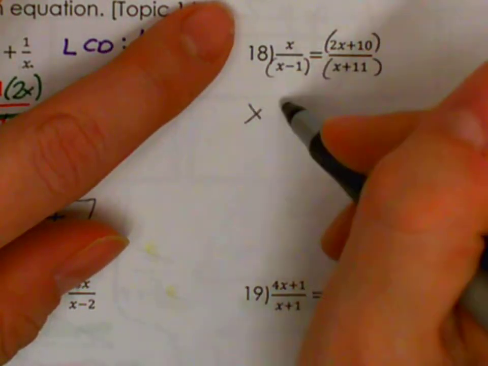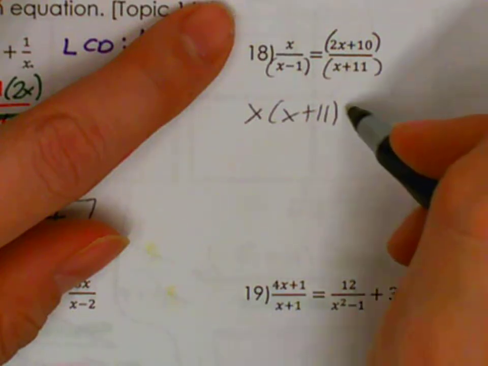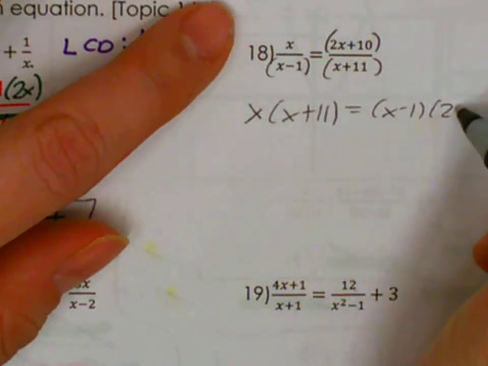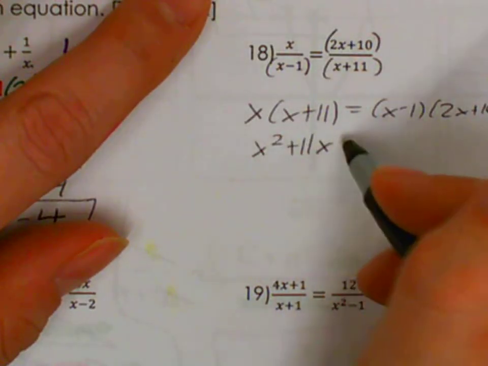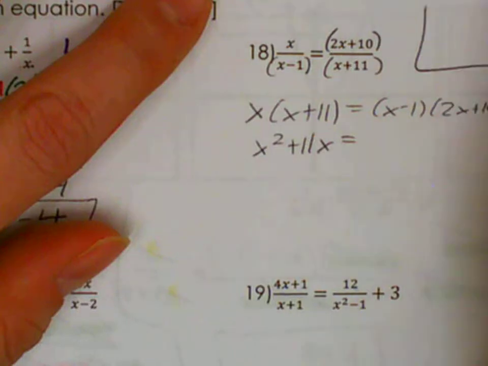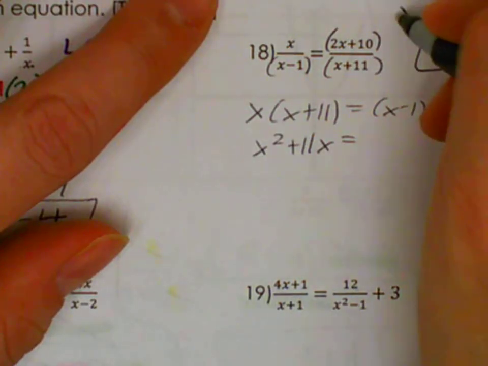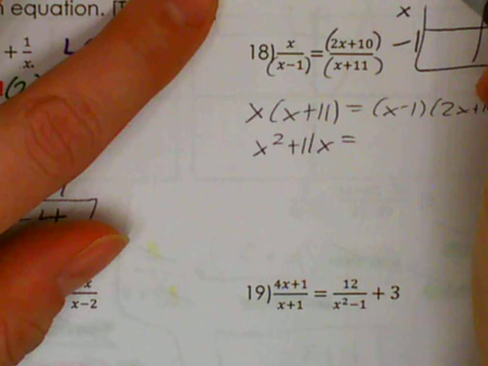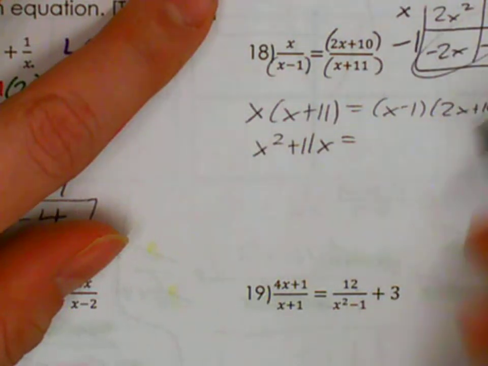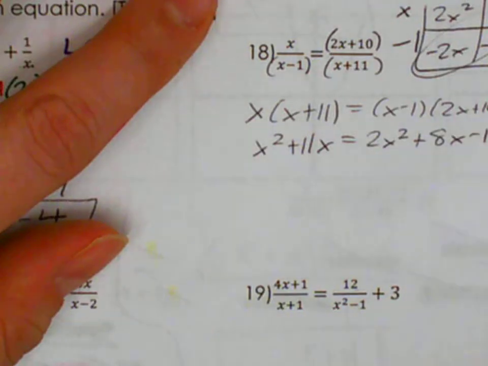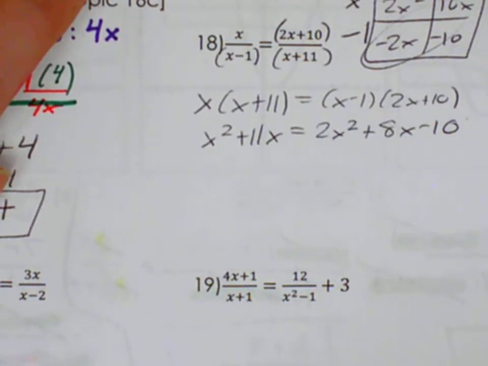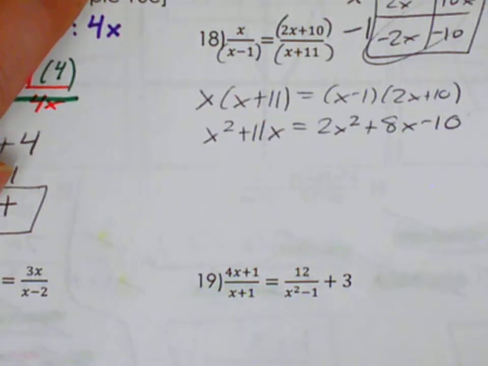So this turns out to be x times x plus 11 equals x minus 1 times 2x plus 10. This gives me x squared plus 11x. And this one is a binomial times a binomial, so you need to box or FOIL it. When I do that, I get 2x squared here, 10x, negative 2x, negative 10. So this equals 2x squared plus 8x minus 10. So now I have a quadratic, which means I'm going to need to get it to equal 0 and then try to factor.